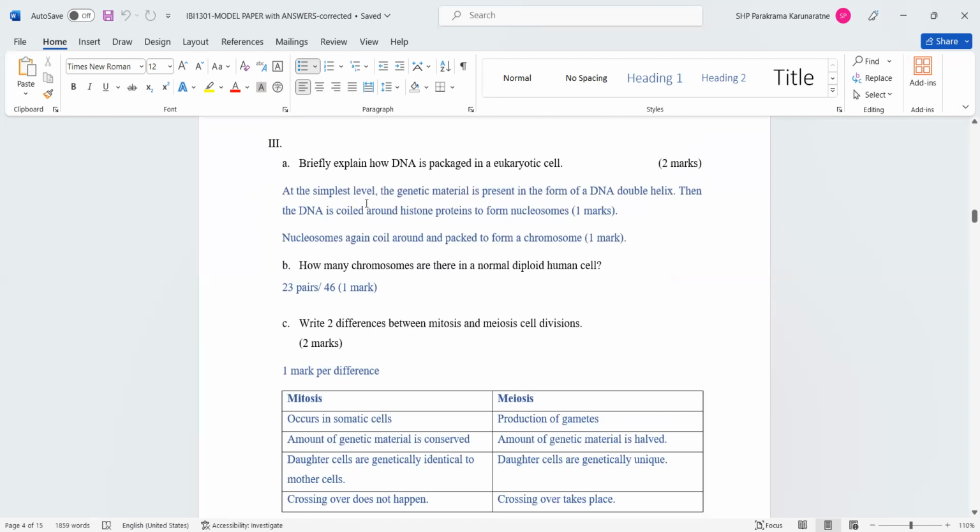You can say at the simplest level, the genetic material is present in the form of a DNA double helix, right? Where two chains come together and make a double helix. Then the DNA is coiled around histone proteins to form nucleosomes. And nucleosomes, remember the structures, you can go back and see the notes. And I have done these things very clearly. Nucleosomes again coil around and are packed to form a chromosome. So if you have given the correct answer, you get 2 marks for that, right?